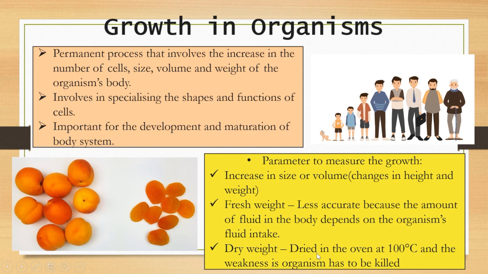So how to do it? Usually, dry it in the oven. We use dry weight only for plants. The plant will be dried in the oven at 100 degrees Celsius, and the weakness is that the organism has to be killed. It is not suitable for animals, only suitable for plants. So these are the parameters, or measurable factors, that we use to measure the growth of organisms.